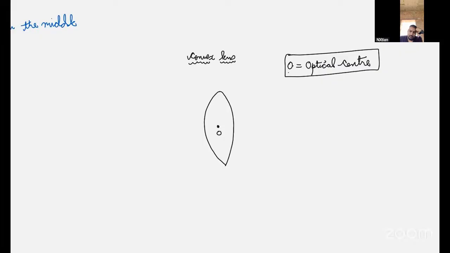And remember, this line also you have to make. It's going to look like this. It should be the midpoint of the lens. So from this distance also and from this distance also you have to make.